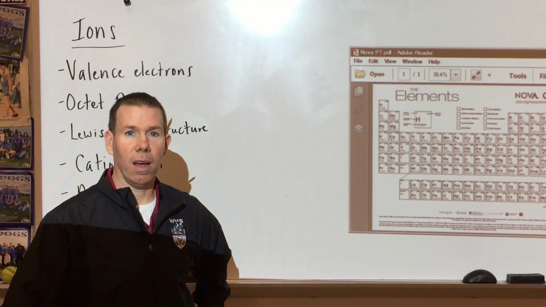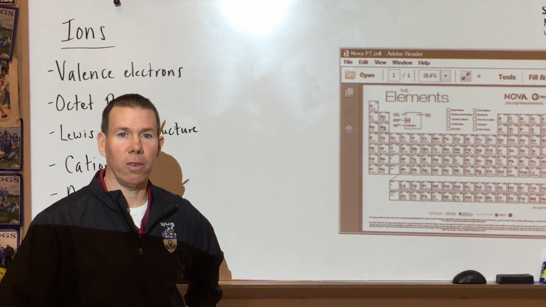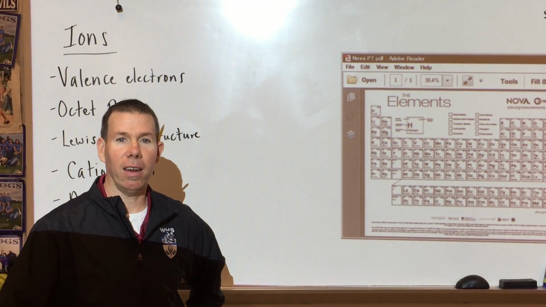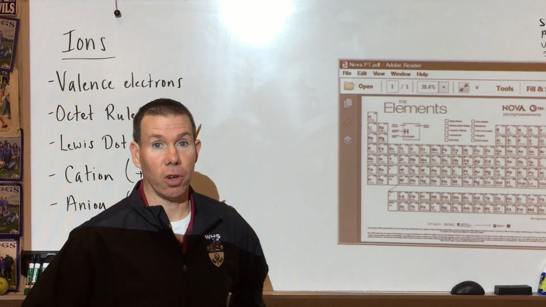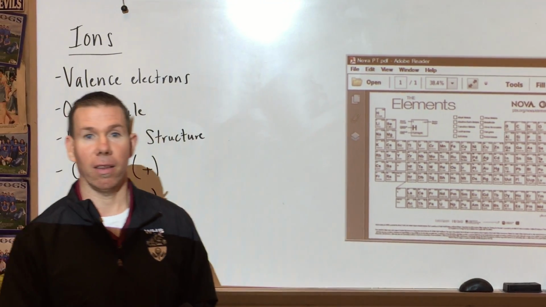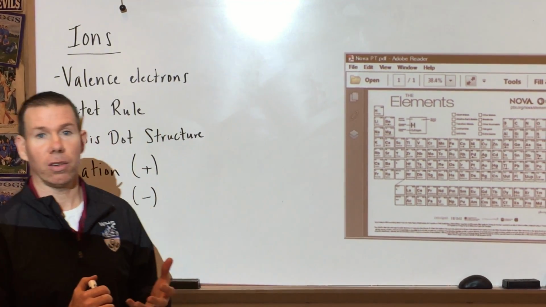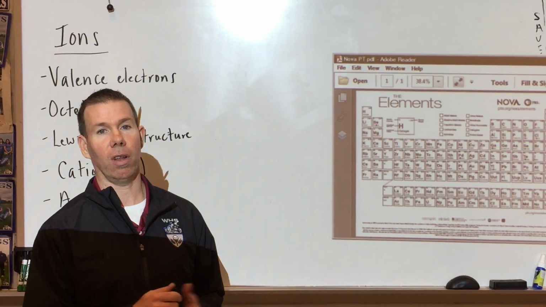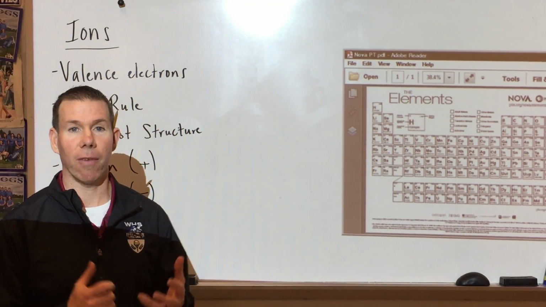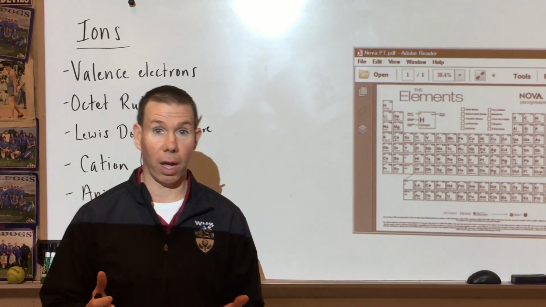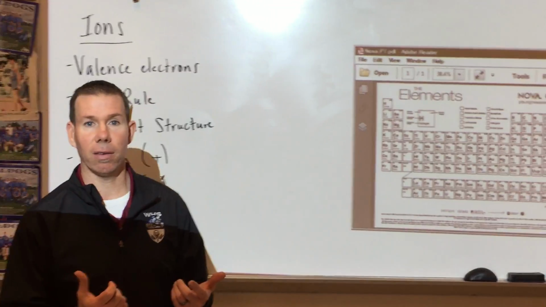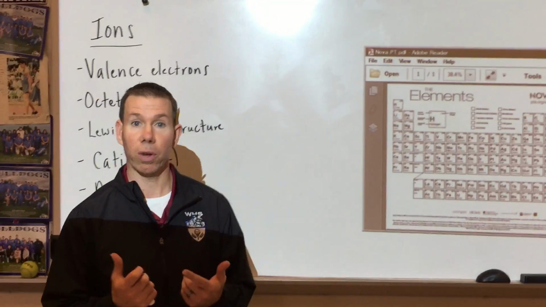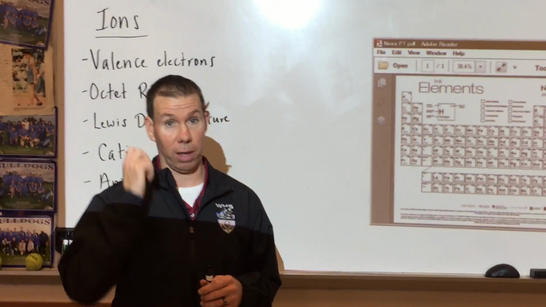Hello. The purpose of this video is to talk to you about ions. An ion is a charged atom, and there are two varieties of charged atoms. The way an atom becomes charged is that it either gains or loses electrons. It never gains or loses protons. The protons always remain the same. The electrons that it would gain or lose would come from the valence electrons.